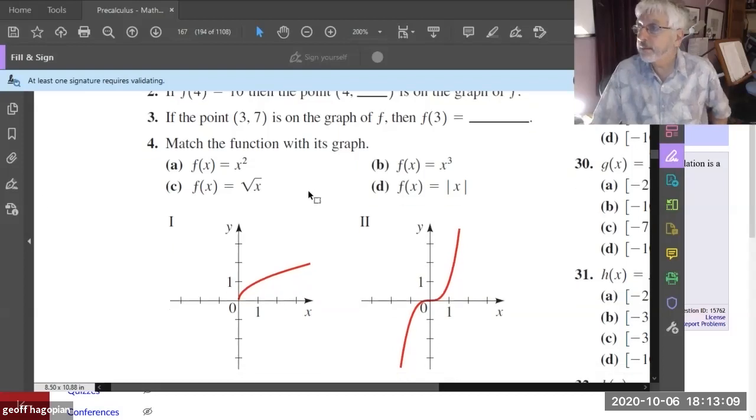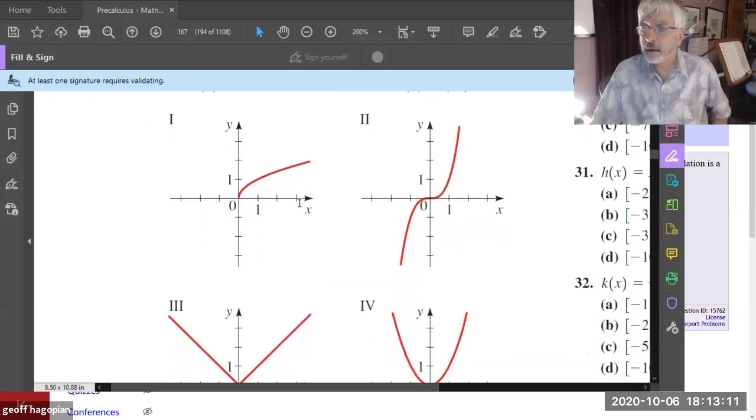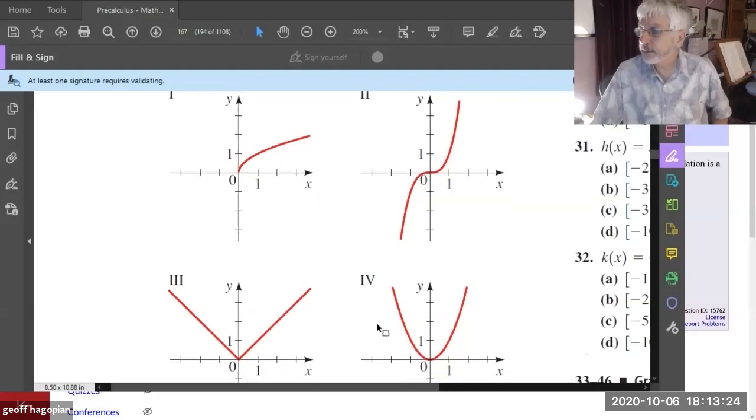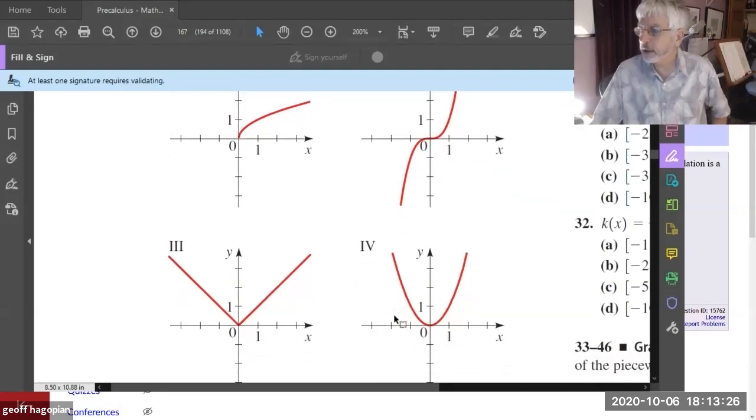And okay, so we have here: match the function with its graph. Well, you got 4 here, right? This is your square root function. This is your cube function. This is your absolute value function. And this is your x squared, right? Basic generic parabola.